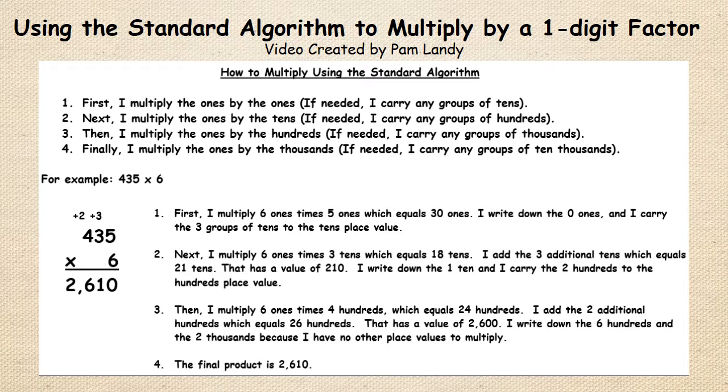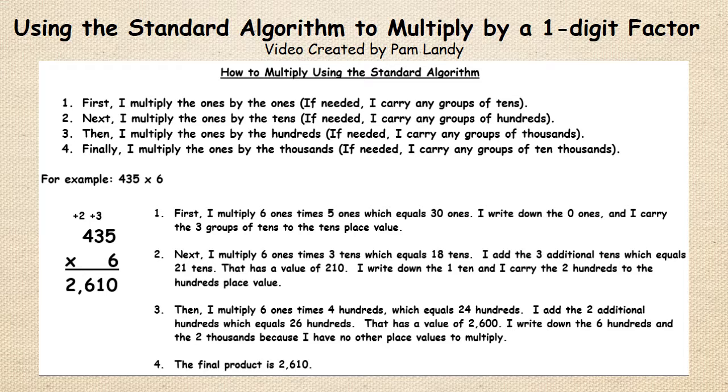For example, I multiply 435 times 6. Step 1. First, I multiply 6 ones times 5 ones, which equals 30 ones. I write down the 0 ones, and I carry the 3 groups of tens to the tens place value.